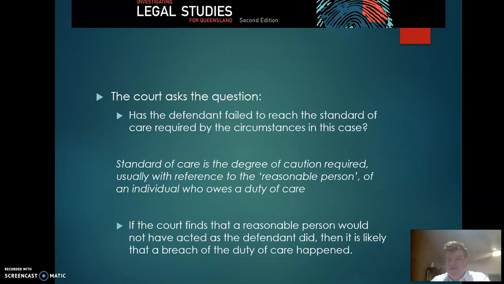And this is important. I emphasised this in an email to yourselves earlier this week, but has the defendant failed to reach the standard of care? And the standard of care is the degree of caution required by a reasonable person. That reasonable person isn't someone that's set in stone. It's this anticipation of what a reasonable person would do. So if the court found that a reasonable person would not have acted as the defendant did, then it's likely that a breach of the duty of care happened.